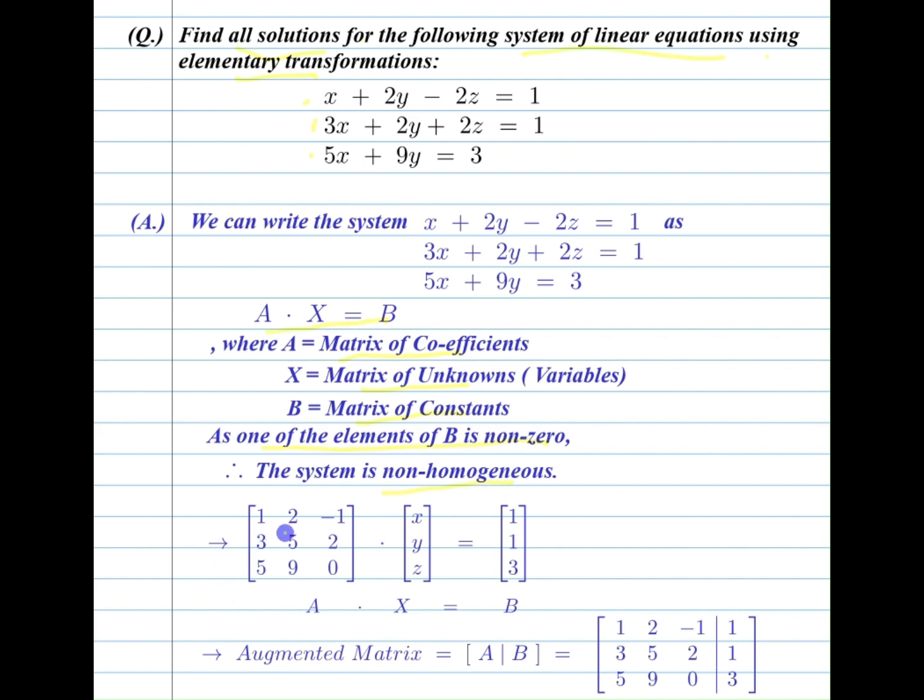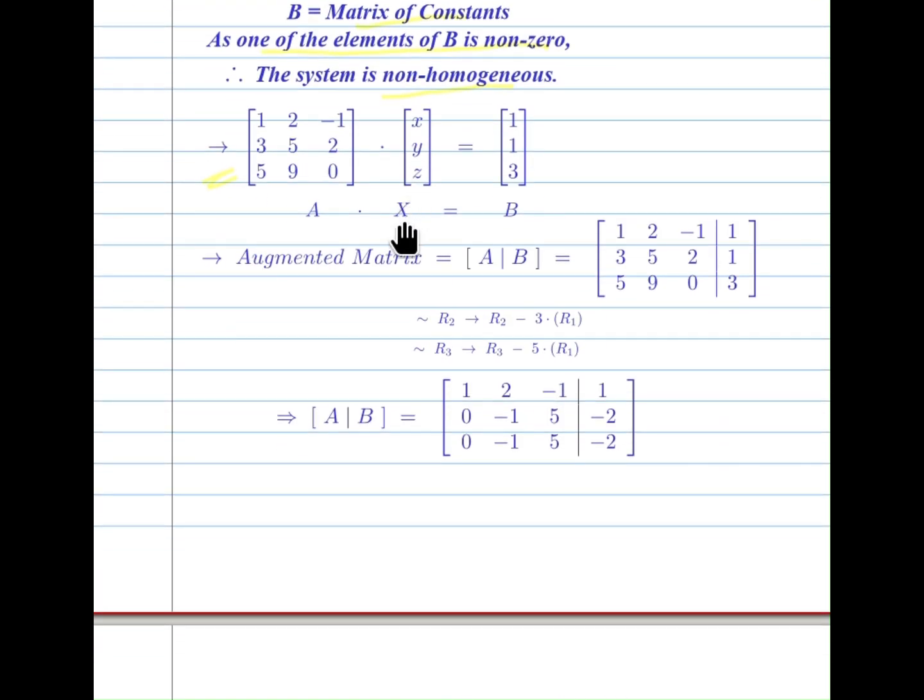So we can write the system as [1 2 -1; 3 5 2; 5 9 0] multiplied by [x y z] equal to [1 1 3]. So the augmented matrix [A|B] is [1 2 -1 1; 3 5 2 1; 5 9 0 3]. So applying row transformation on R2 as R2 minus 3R1 and on R3 as R3 minus 5R1, we get this.